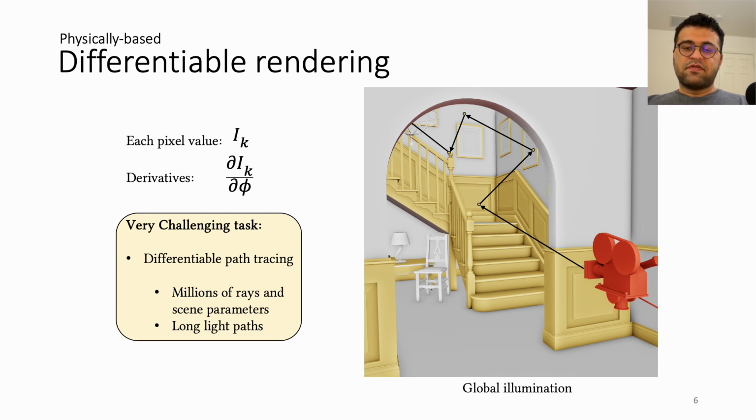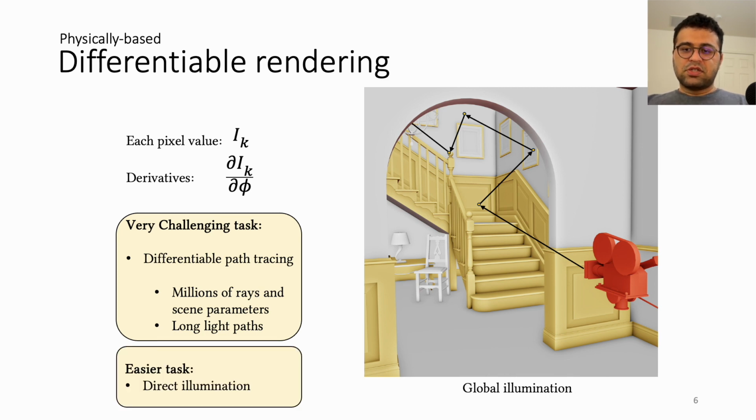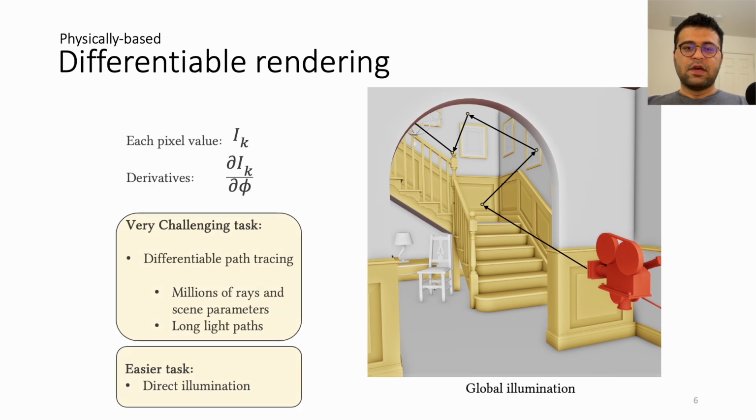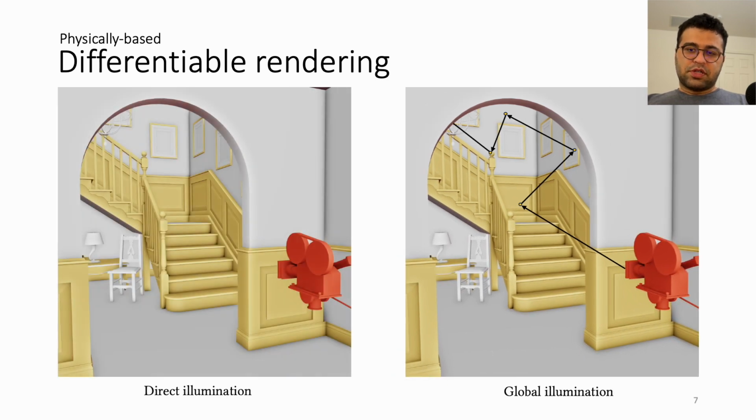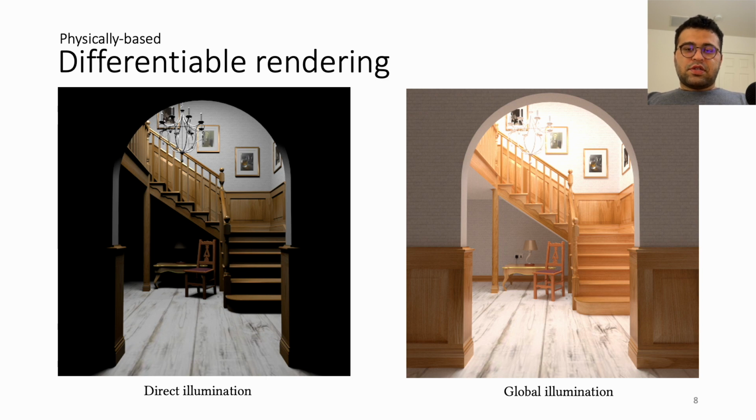Since this could be very costly, an easier task would be to compute a direct illumination solution. As opposed to global illumination, the direct illumination solution would involve forming an image using only the first bounce. Although the direct illumination solution is cheaper to compute, it also leads to darker renderings due to ignoring the interreflection of light in the scene.